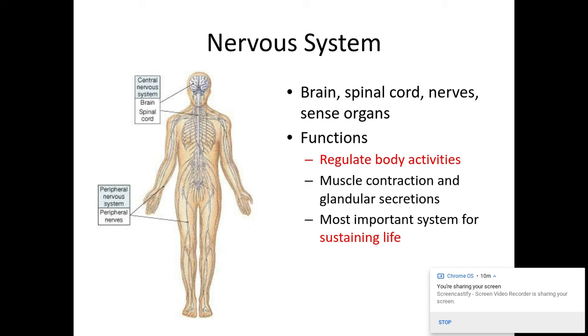It allows for regulation of the glandular secretions. What that means is like your sweat glands, it basically allows for those secretions to work correctly. So again, when someone's having heat stroke, their brain is having issues too because it's not able to achieve that homeostasis. So then it's not able to regulate the glandular secretions in your sweat glands. And that's probably why the person's not able to sweat anymore. But it is obviously the most important system for sustaining life.